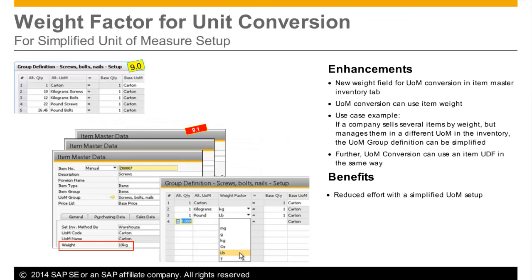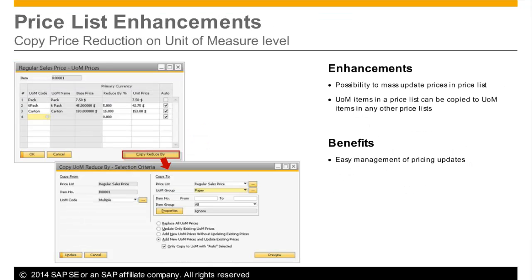The article weight can also be used in conversion rules for the conversion of units of measurement. This is especially important for a use case in which a weight unit has to be converted in another kind of unit and vice versa. Additionally, a conversion rule can also take an UDF field of the item master into account. Altogether, the weight and UDF factors for the unit conversion will simplify the conversion rules and give more flexibility to serve more use cases.